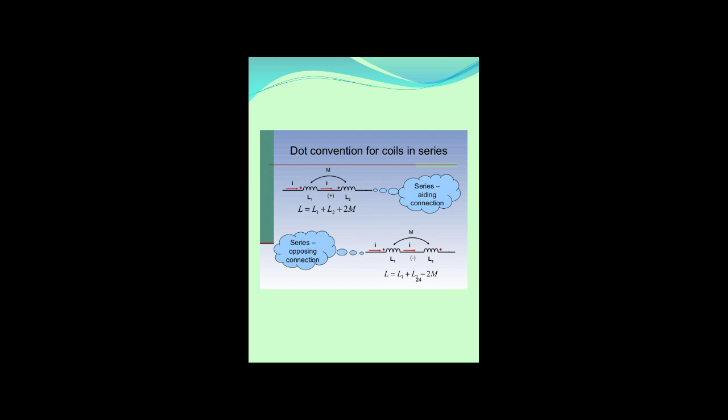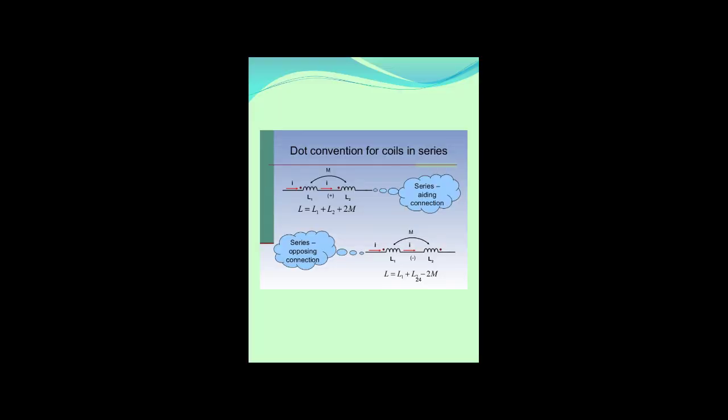But in example 2, in coil L1 current is entering at the dot terminal and in L2 current is leaving at the dot terminal. So the equivalent inductance of the coil is L is equal to L1 plus L2 minus 2M because of opposite polarity. This is the concept of dot convention.